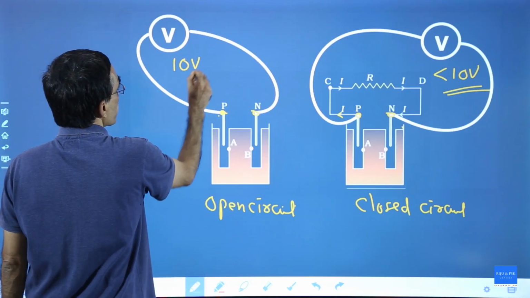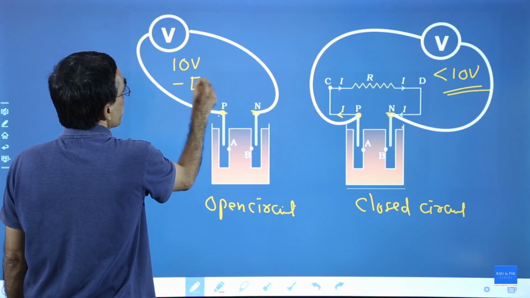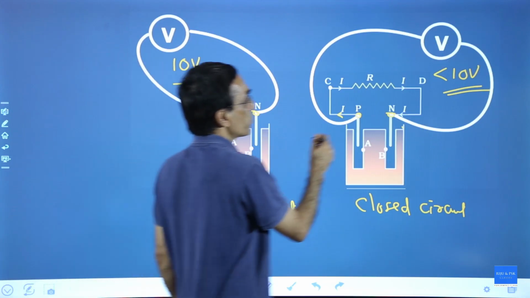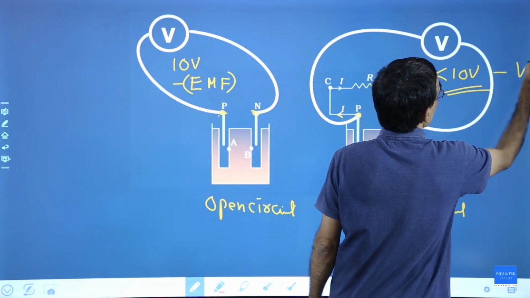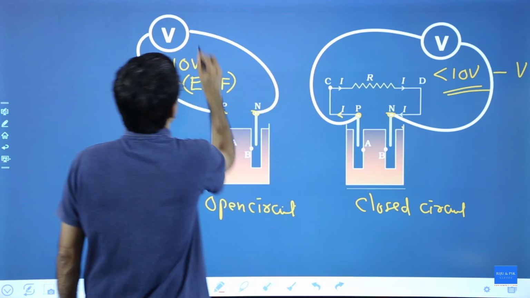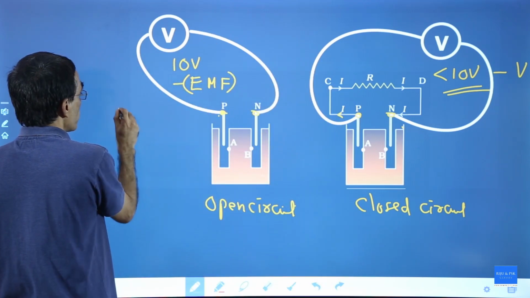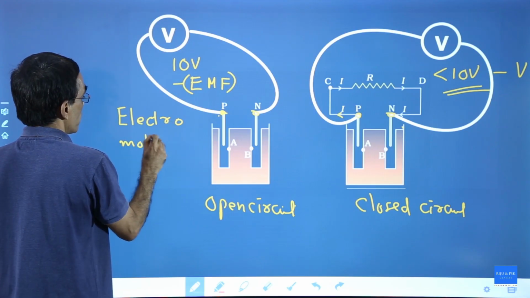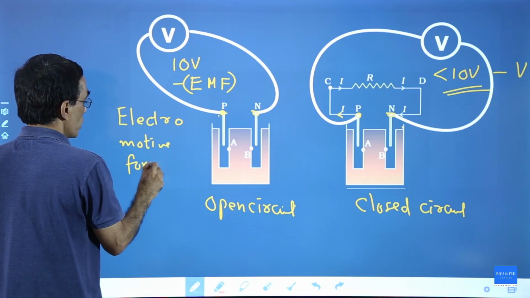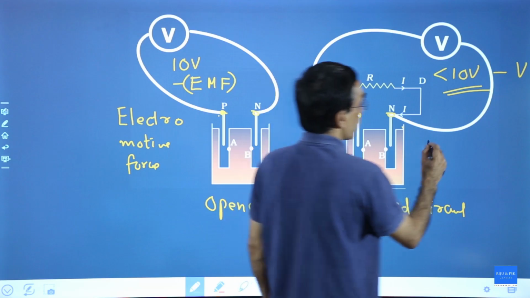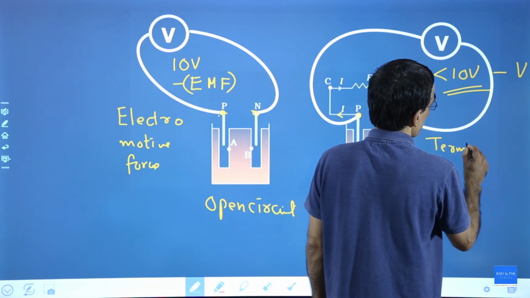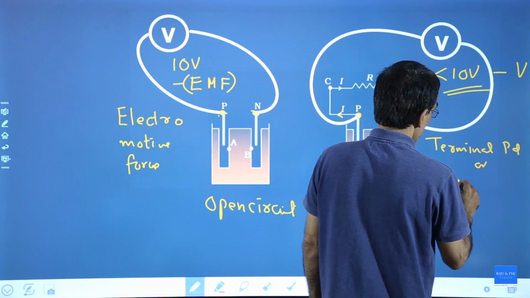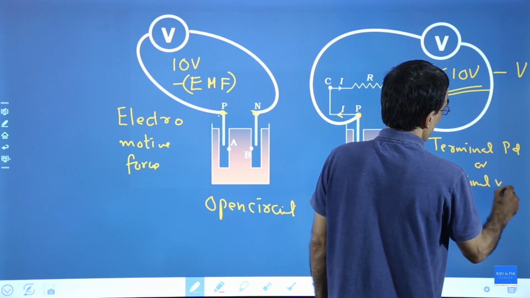This voltage measured is called EMF of the cell. This is called EMF, electromotive force, and this one is called simply V, terminal voltage, or terminal potential difference.